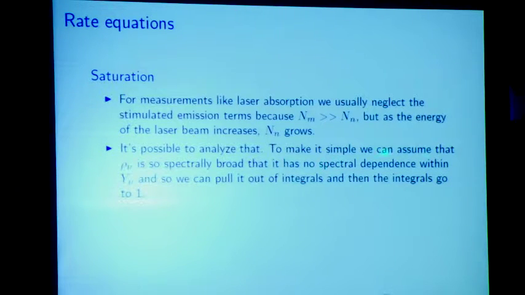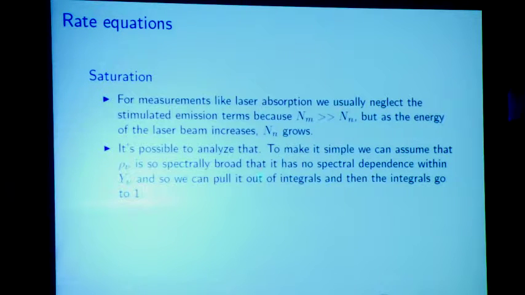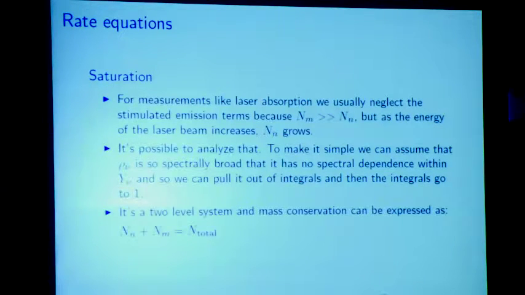To analyze that, we're going to make it simple and assume that the energy density is so broad spectrally that we don't have to worry about spectral dependence. That's an assumption you sometimes make. Like, for example, if you have an absorption line, an extremely broadband laser, we just say, okay, we don't have to worry about line shape. The whole signal is integrated across the whole thing. You don't have to worry about a spectral overlap integral or anything like that. It just falls out. So as integrals go to 1, and we'll get rid of that.